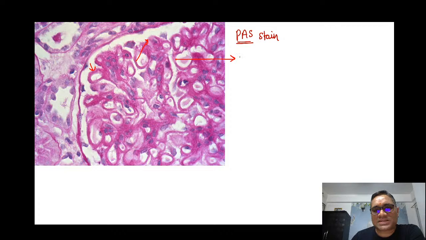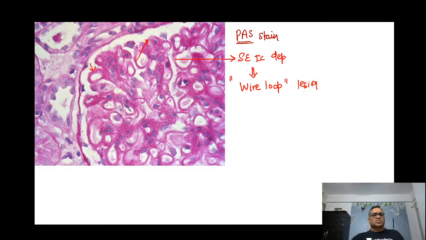These are all subendothelial immune complex deposition, and this subendothelial immune complex deposition is the reason for the name, because they are looking like a loop. So they are called wire loop lesion. Now you understood. So wire loop lesion is subendothelial immune complex deposition, which will be more prominent on the PAS staining, right? You can see there are so many loops, one loop, second loop, formed because of this subendothelial immune complex deposition. Clear?